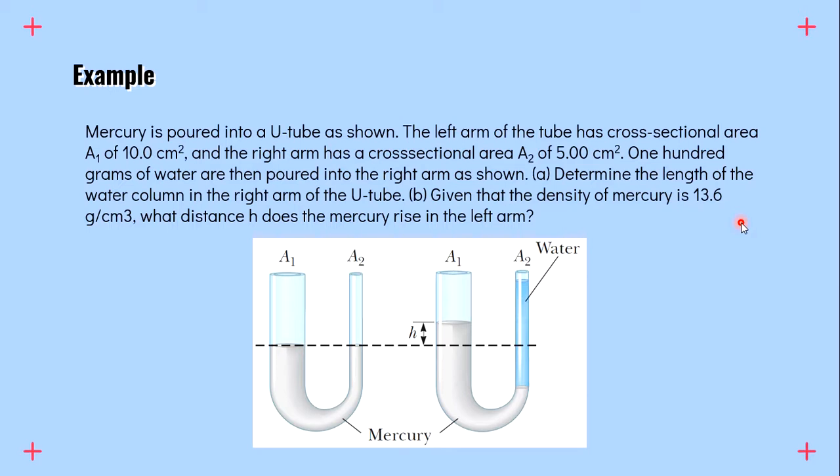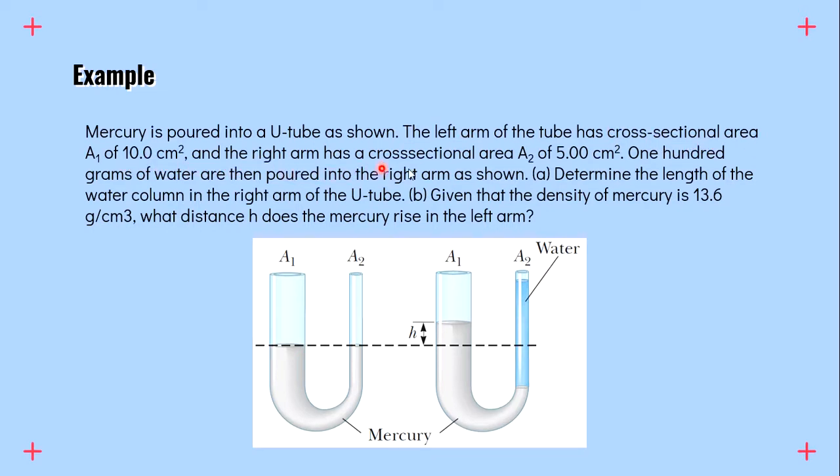Well, in this problem, mercury is poured into a U-tube shown as below. As you can see, this is the U-tube and both ends are open. That means at this point and at this point, the pressure is both atmospheric.